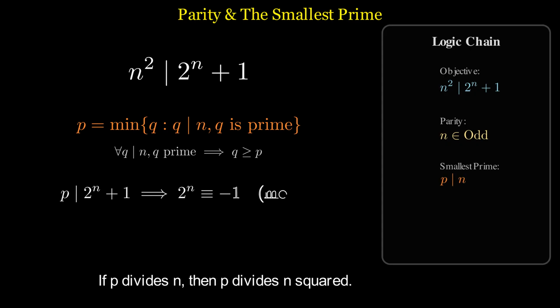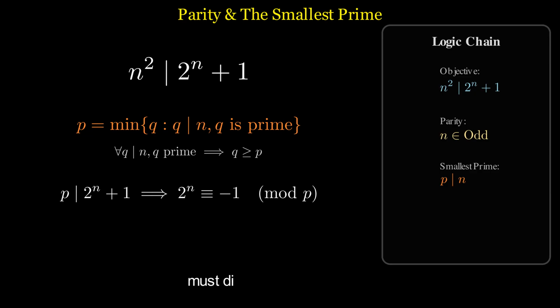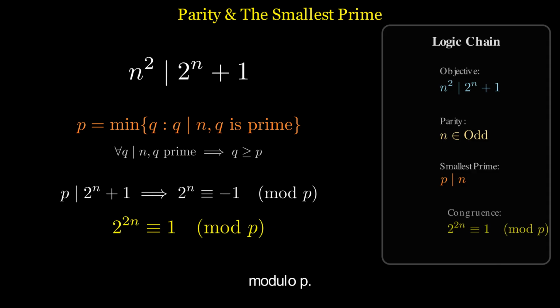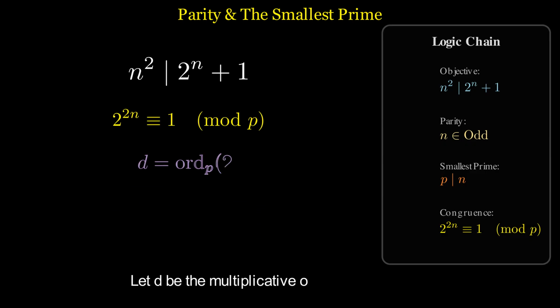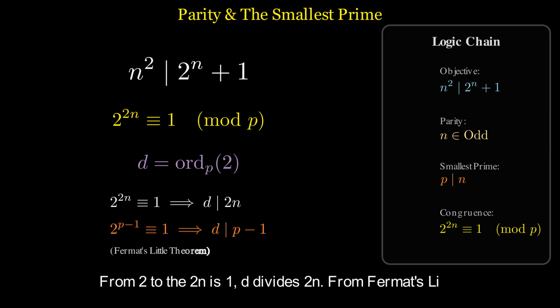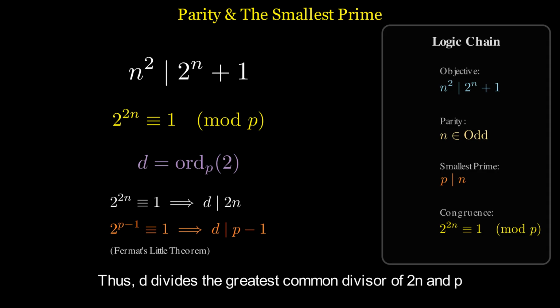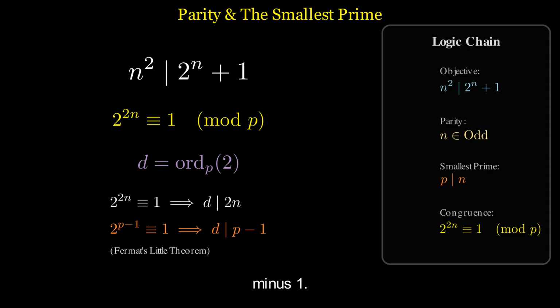If p divides n, then p divides n squared. Consequently, p must divide 2 to the n plus 1. Squaring both sides, we get 2 to the 2n is congruent to 1 modulo p. Let d be the multiplicative order of 2 modulo p. From 2 to the 2n is 1, d divides 2n. From Fermat's little theorem, d divides p minus 1. Thus, d divides the greatest common divisor of 2n and p minus 1.